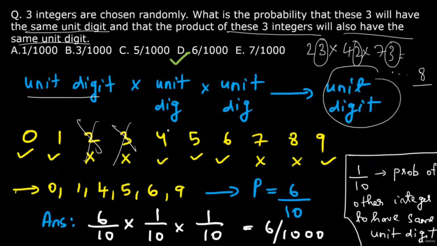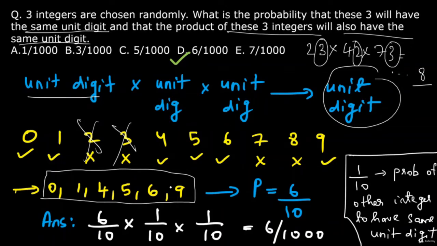4 into 4 is 16. 16 into 4 is 64. So yes, the unit digit is again 4. So it satisfies. In this manner, you can see that 0, 1, 4, 5, 6 and 9, in these cases, this criteria is satisfied, right? 6 also, 36 into 6, again it will have 6 as the unit digit. What about 9? 9 into 9 is 81. 81 into 9 also will have 9 in the unit digit.